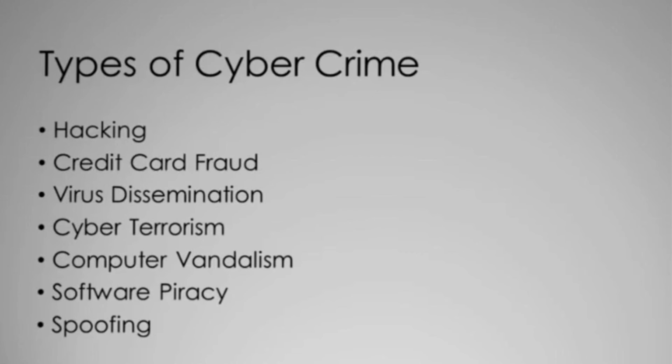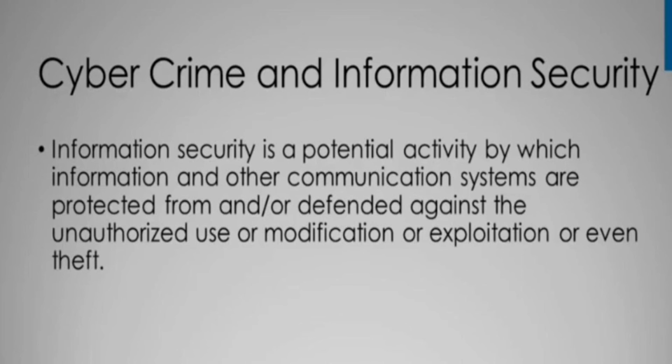So let us understand how cybercrime and information security are connected, because as I said, over the course of these videos, we will try to connect cybercrime and how we can secure ourselves, how the laws are built, and everything related to cybercrime. So basically, information security is a set of activities by which we can protect the information from crime happening within the system, and be protected from or defended against unauthorized use, modification, exploitation, or even theft. Let me go through it very slowly.